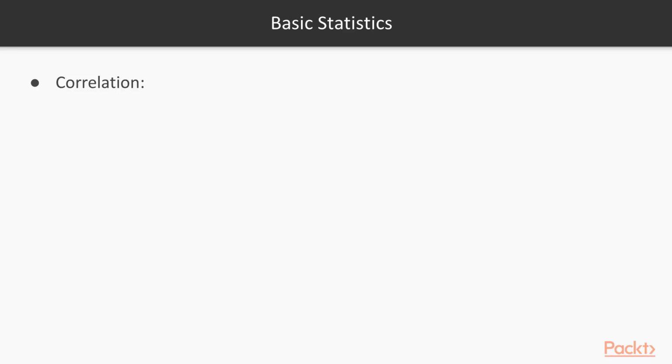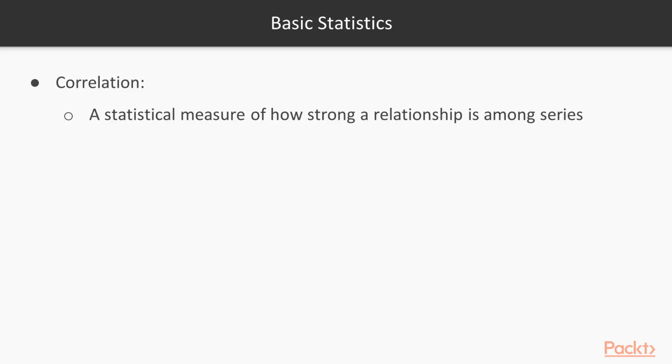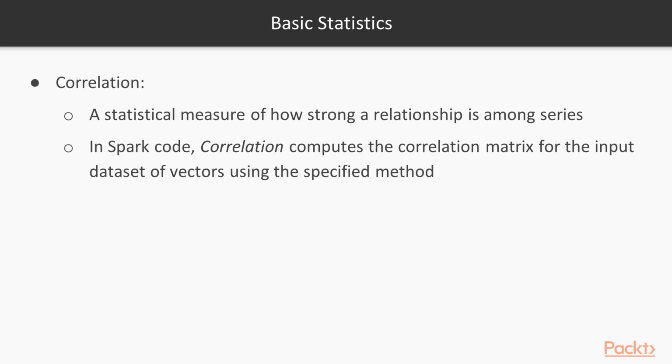Specifically, there are two items that we will look at. The first one is correlation, and if any of you had statistics before, you know that it's a measure of how strong a relationship is. Typically, it would be looked at among variables, but in this case here in Spark, we're looking at it in terms of a series. And in Spark code, correlation computes the correlation matrix for the input dataset of vectors.